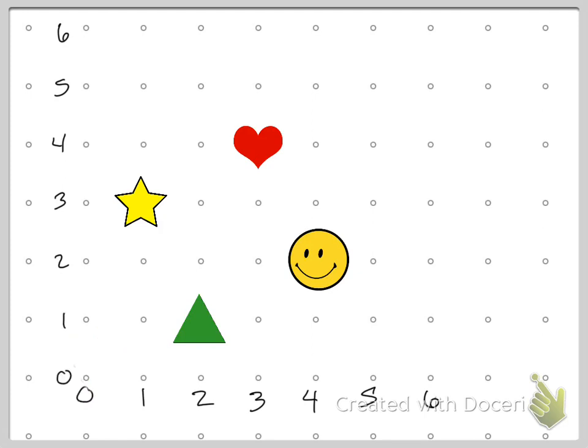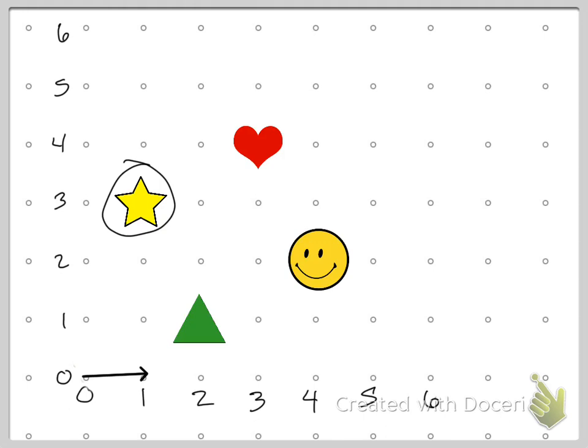Now I've drawn a star here on this page, and let's pretend that the star family lives here. Let's see if we can find the address for the star family. If I want to get to the star family's house, I start at the origin, which is 0, 0. First, you go to the right. You always go to the right first. If you notice, I go over to the right one space. And now I need to go up to get to the star.